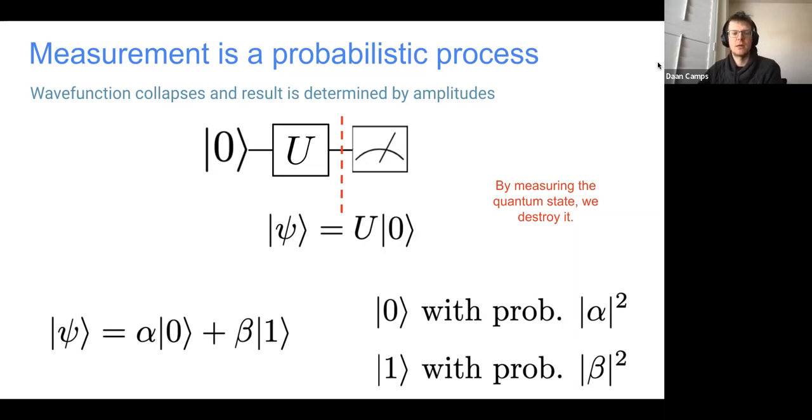So if we prepare a quantum bit in some state psi, which is a superposition of 0 and 1, and then we measure it, we actually get a probabilistic outcome. And the probabilities are determined by the squared modulus of the complex amplitudes of the state. So we get outcome 0 with probability alpha squared, and outcome 1 with probability beta squared. And this is a non-reversible process, and this destroys the superposition. So this destroys the information in the state in some sense and collapses the wave function.